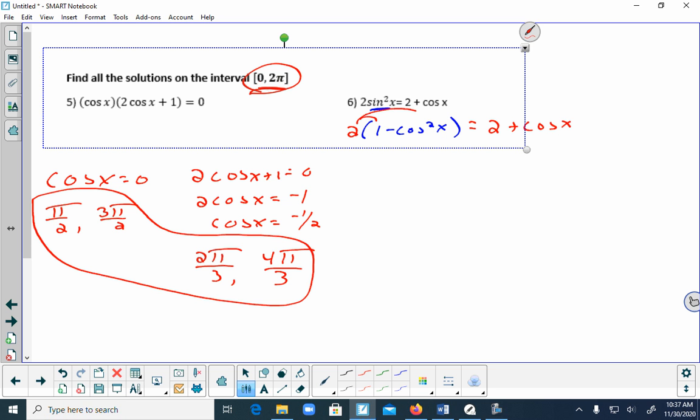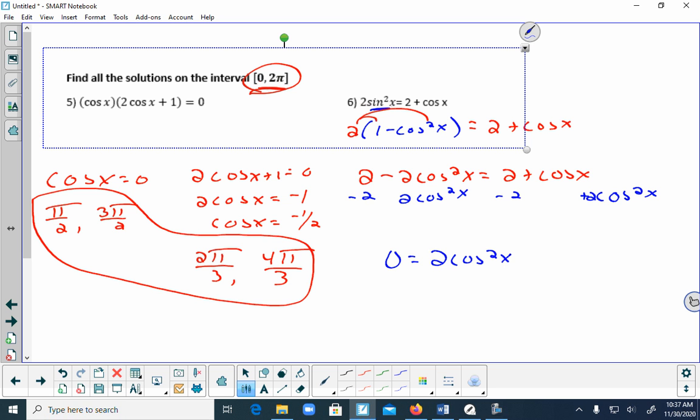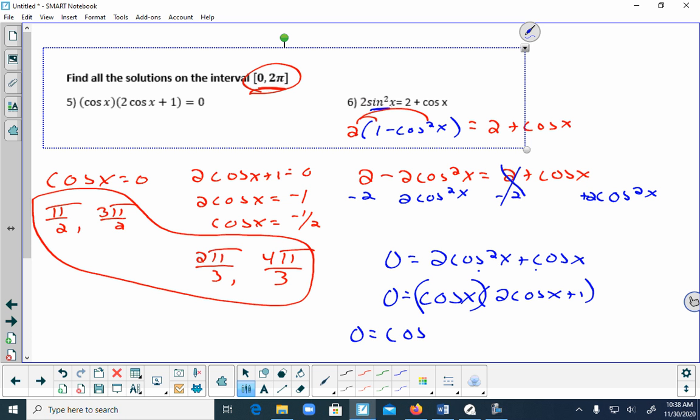So I'm going to distribute this 2, and I'm going to have 2 minus 2 cosine squared x is equal to 2 plus cosine x. So I'm going to add 2 cosine squared x to both sides, and I'm going to subtract 2 from both sides. And when I do that, I'm going to have 0 is equal to, putting it in descending order, 2 cosine squared x plus cosine x, and then the 2's will equal 0. So here I'm going to factor out a cosine of x. I'm going to have 2 cosine x plus 1. Using the zero product property, I'm going to set both of those equal to 0.